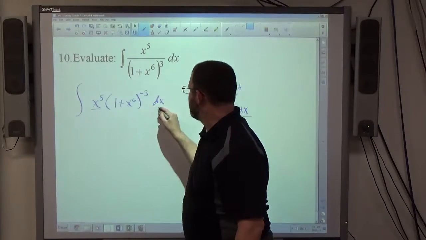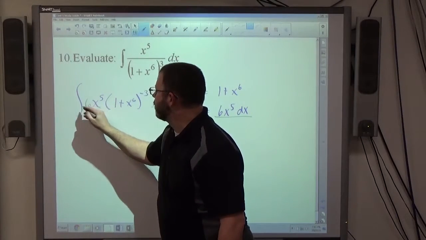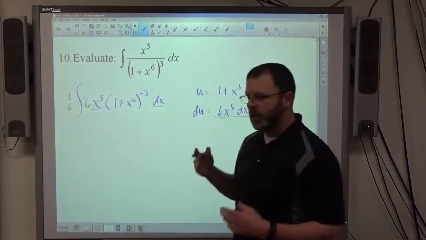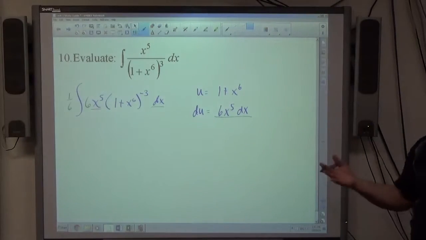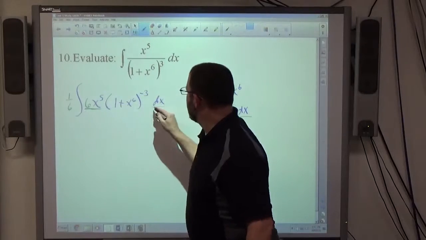I've got x to the 5th dx. I'm missing the 6. So I need a 6, I put a 6. If I put a 6, I'm going to put a 1/6. Okay. Anything you put in, you have to put its reciprocal out. So all this stuff here underlined in green is du.